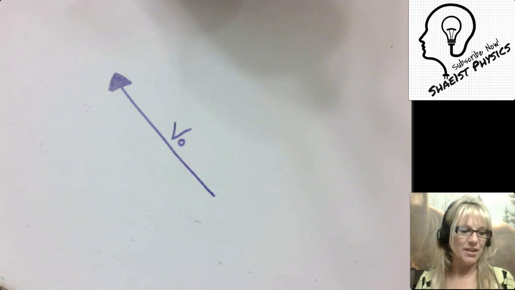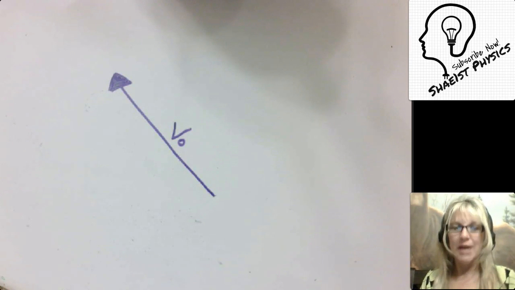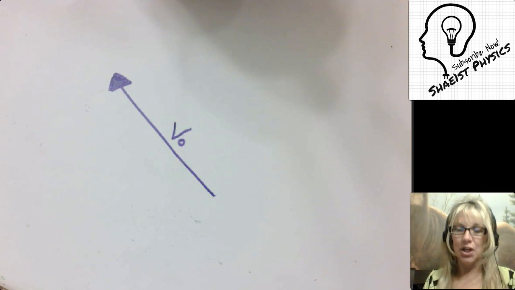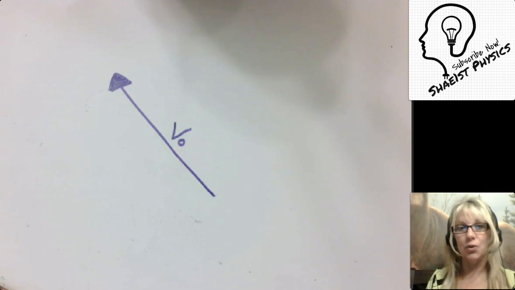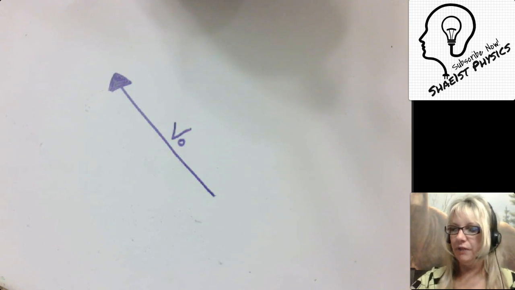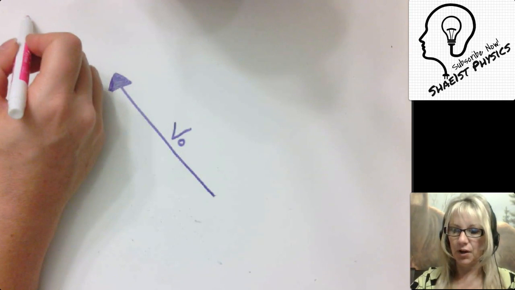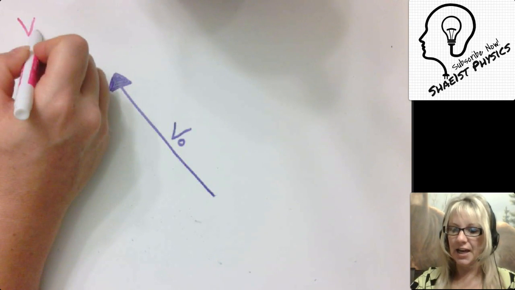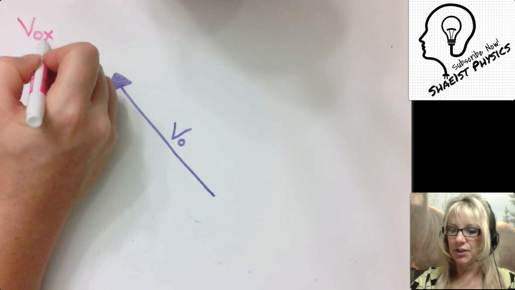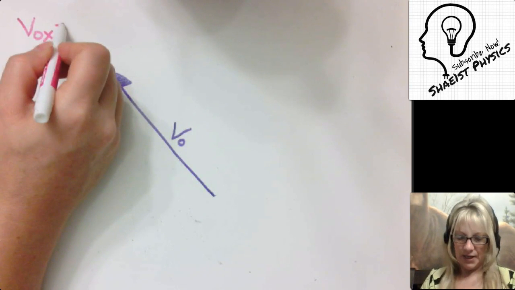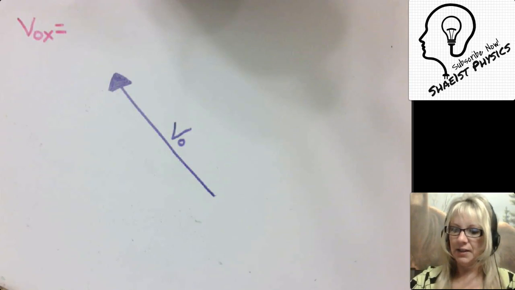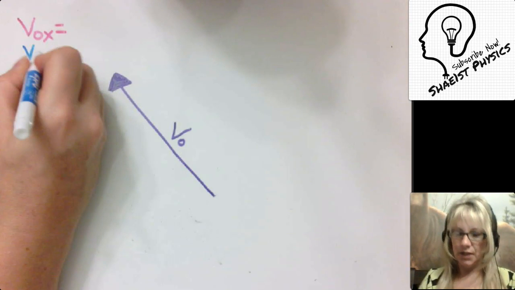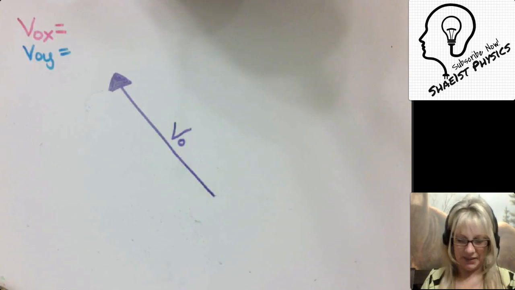Okay, we're going to start out with this initial velocity right here. Because it's at an angle, we can't use it. So what we're going to use instead is its horizontal, or x, and its vertical component. When we're all finished, our goal is to have our initial velocity in the x direction, which I affectionately call vox, and our initial velocity in the y direction. So that's what we're going to have at the end of the day.